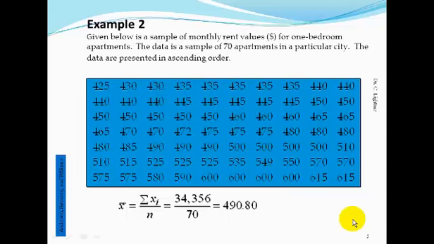In this example, we have the monthly rents for 70 one-bedroom apartments in a city. In order to compute the mean monthly rent for these one-bedroom apartments, we must sum up all of the elements listed in this table and then divide by 70. Summing these elements, we get 34,356. Then we divide by 70, which is the number of elements listed in this table, and ultimately we obtain a mean value of $490.80.